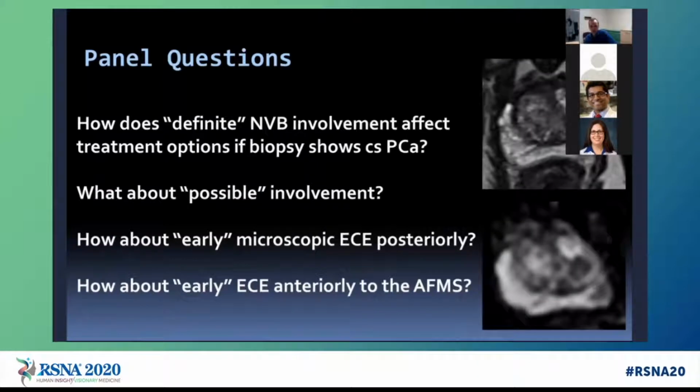And then these are the various questions we're thinking to pose to the panel. So Nicole, you want to try and go through those with our panelists? Sure. I think this question comes up fairly often. The question is, how does definite involvement of the neurovascular bundle versus possible involvement affect the treatment decisions? Oftentimes we're not too sure, and we are unsure whether we should say definite or possible, but does that even make a difference when it comes to treatment planning?